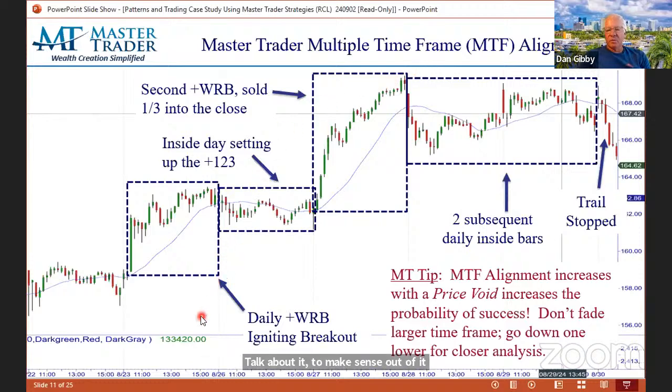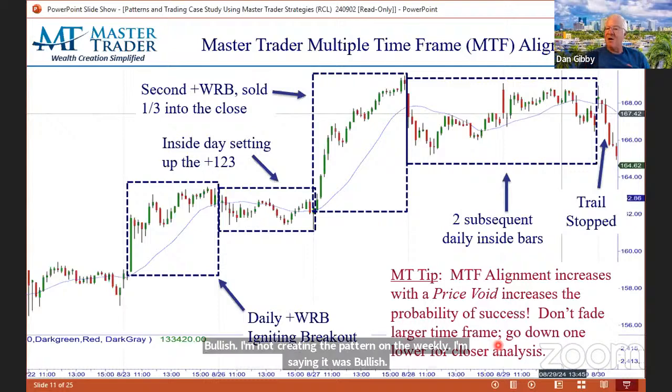So when we talk about multiple time frame alignment, whatever time frame you're trading, you go up one time frame. I have it typed out down here. Don't fade the larger time frame. Fading means don't fade the bias. So remember, our daily pattern was a 1, 2, 3. The weekly was bullish. I'm not trading the pattern on the weekly. I'm saying it was bullish.